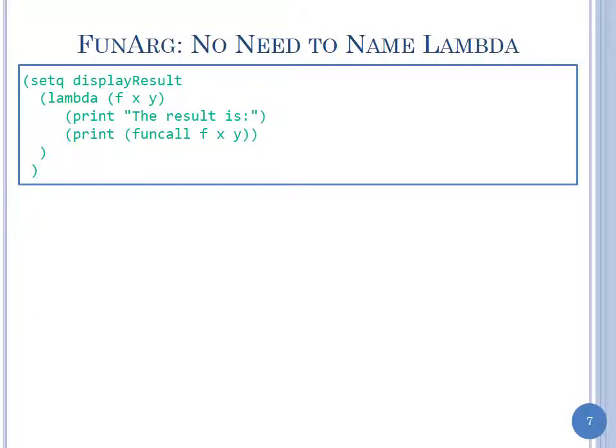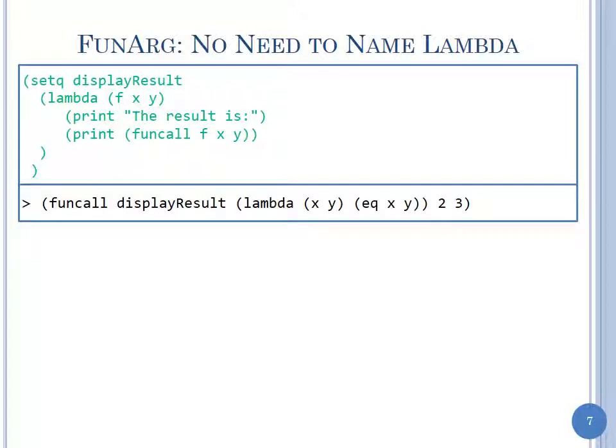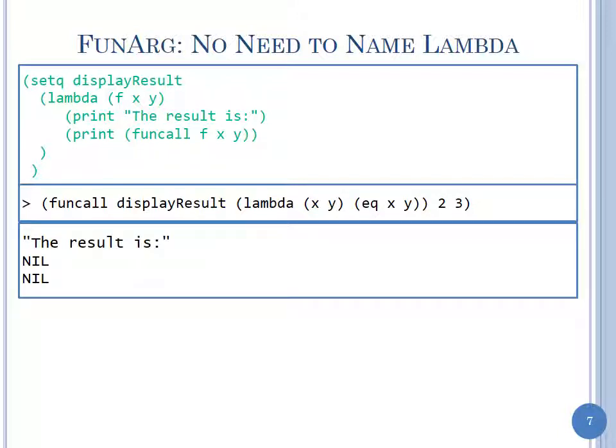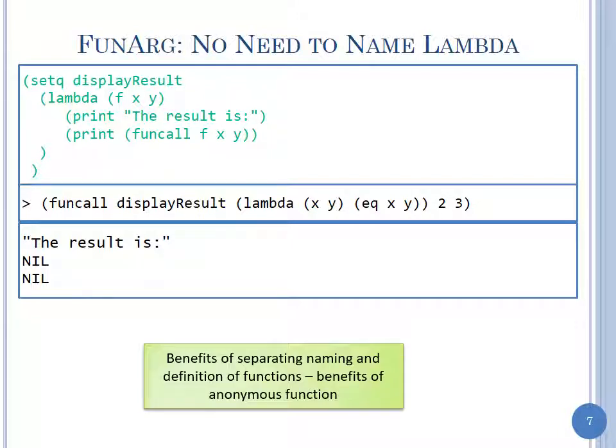Before I do that, I could have done this also, by the way. I could have just said funcall display result lambda x y, something like that. I didn't have to name that function. I could have just passed the lambda expression directly to my display result without naming it as sum or product. So the important point here is lambda expression, and I get back something like this.